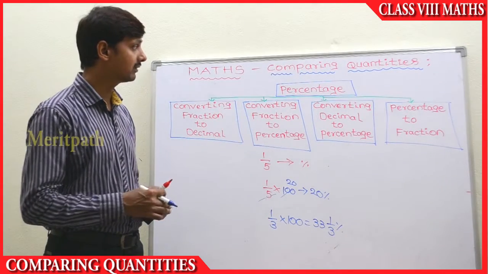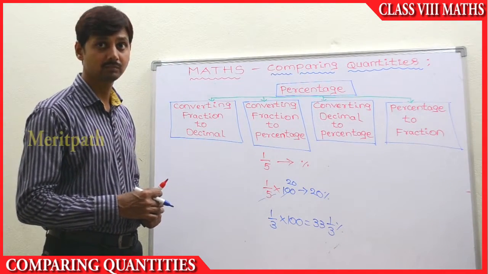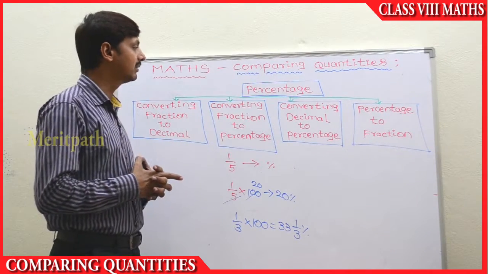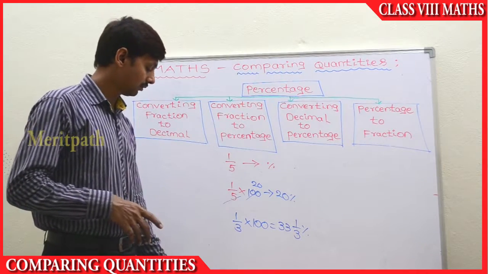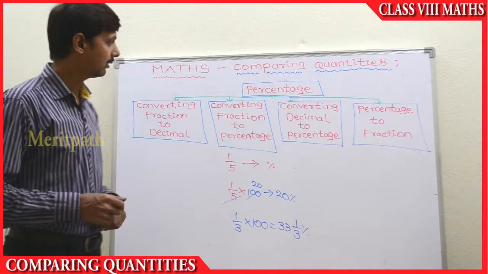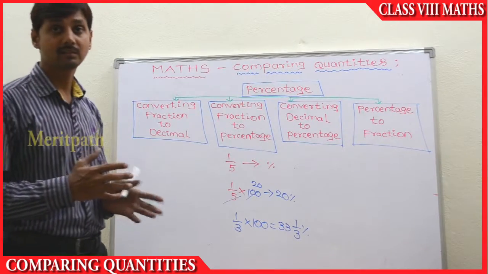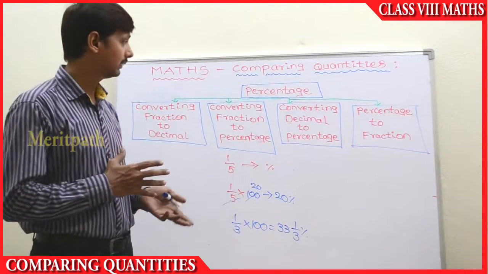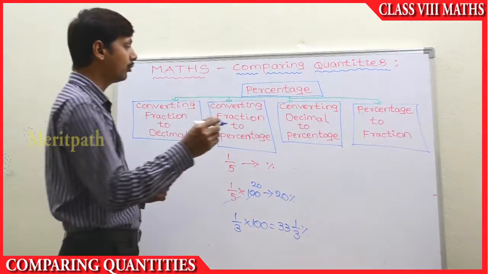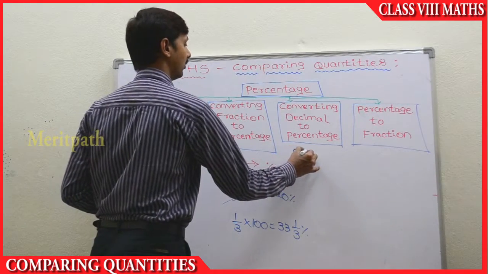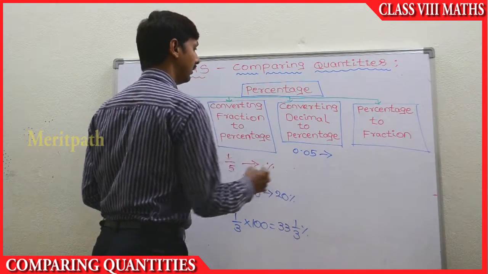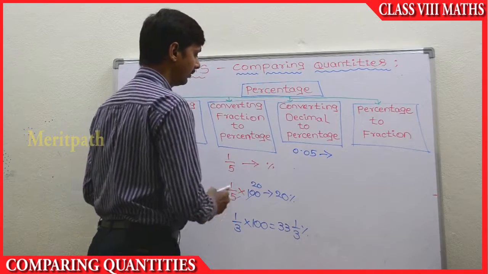So let's go to the next concept, converting decimal to the percentage. The topic is converting decimal to the percentage. You know that we have discussed earlier how to change fraction to decimal. And now let's take a decimal, 0.05. Let's change this decimal to the percentage. We need to change it to percentage.